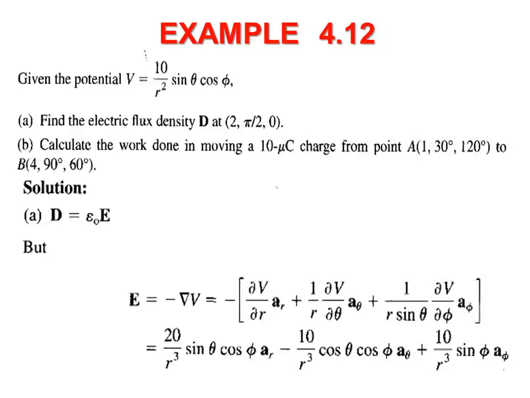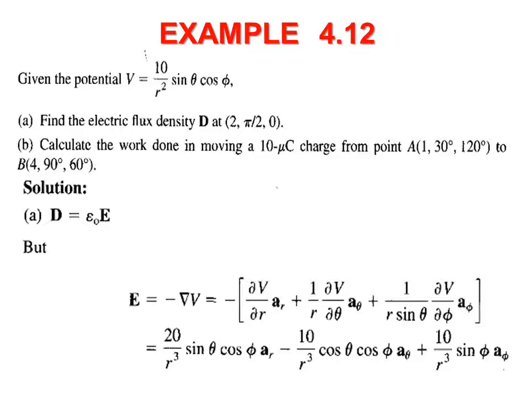Calculate the work done in moving a 10 microcoulomb charge from point A to point B. The coordinates are given, which are 1, 30 degrees and 120 degrees, and 2, 4, 90 degrees and 60 degrees. So these points tell you which coordinate system we are talking about. So let's solve this example. Let's start with part A.